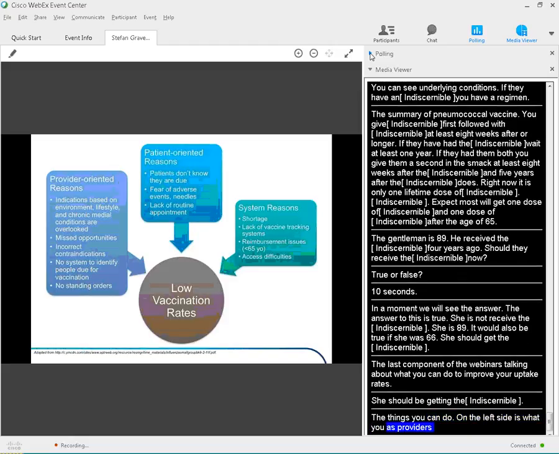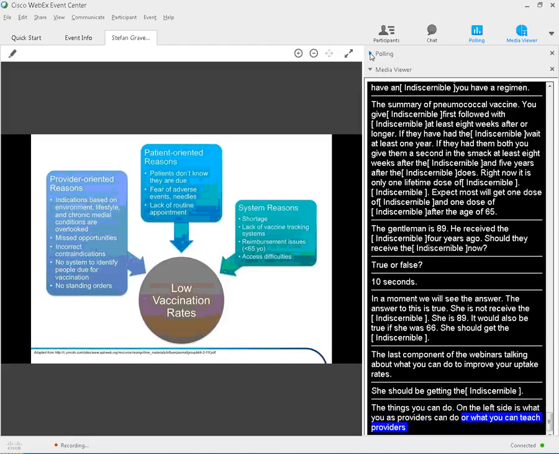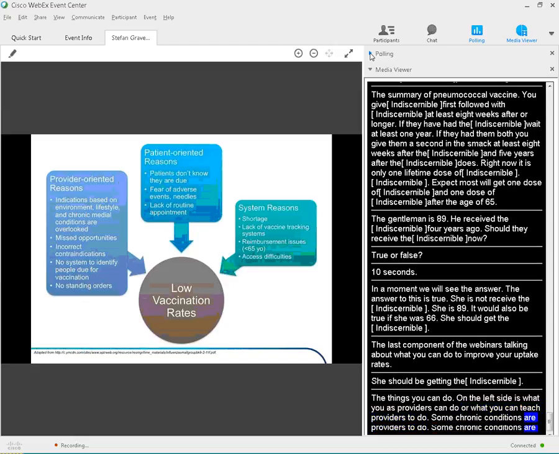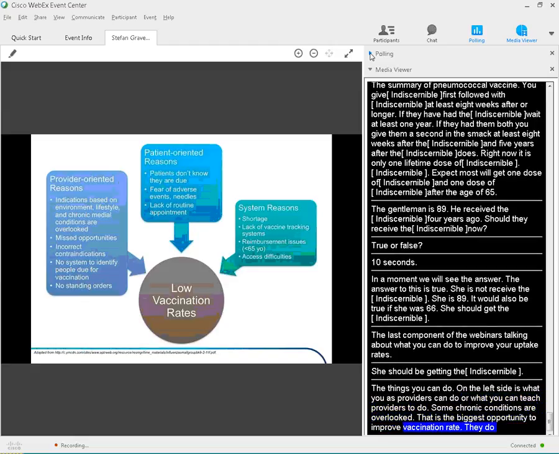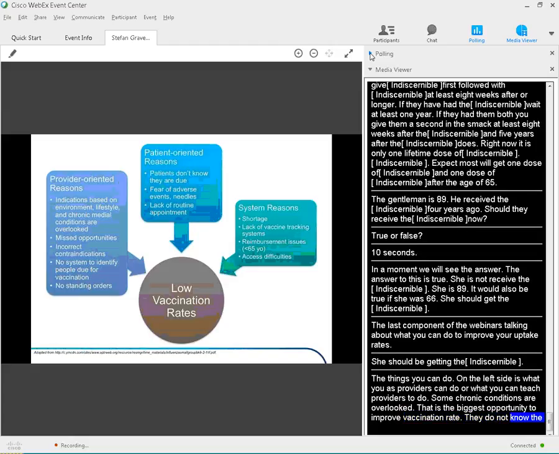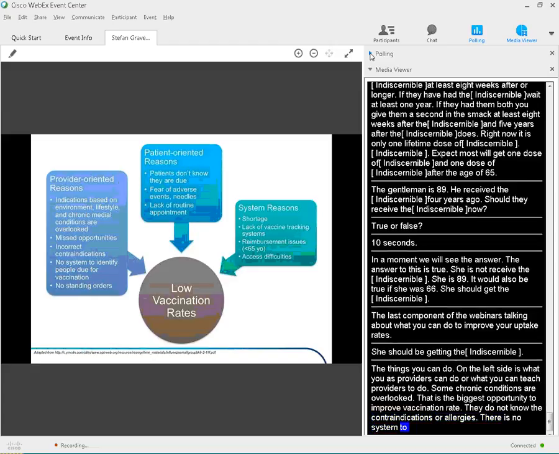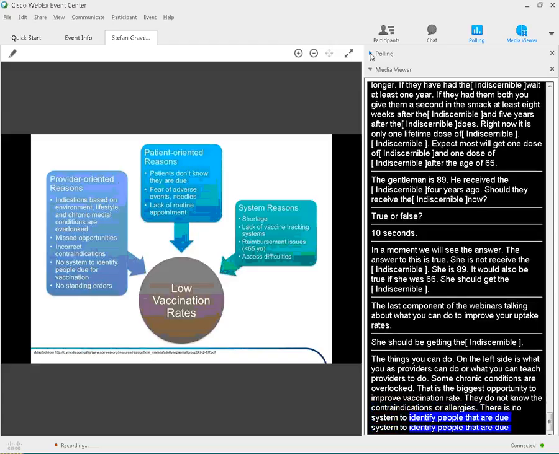So chronic medical conditions are often overlooked. In fact, that's where we have the biggest opportunity to improve vaccination rate. They don't know the contraindications right. Egg allergy, you see, is not really a contraindication. It's a relative contraindication. Just have to give it differently for flu. There's no system to identify people due for vaccination, so figuring out how to develop a standing system. Standing orders aren't present, that's part of that system. And flagging in the EMR.